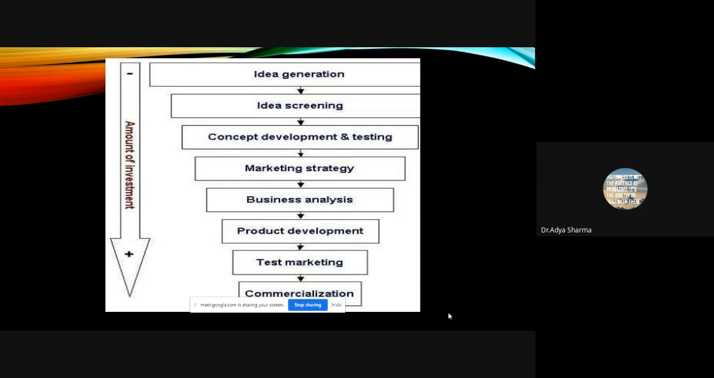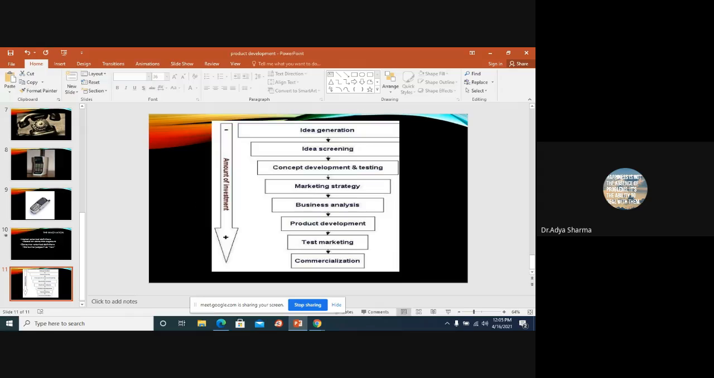And therefore, product development does not happen overnight. Product development is a long process which requires a lot of homework, a lot of research, a lot of studies, so that by the time you hit the stage of business analysis or product development, you are well versed with what you are doing. If somebody is typing anything in the chat, just unmute yourself and talk. I can't see that screen. But this is how we look at product development.